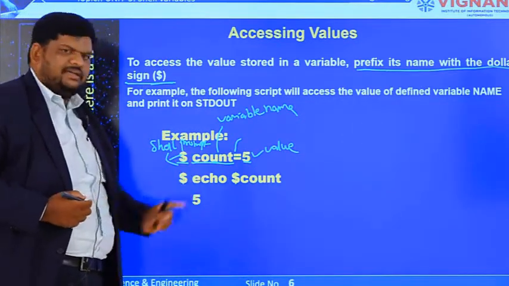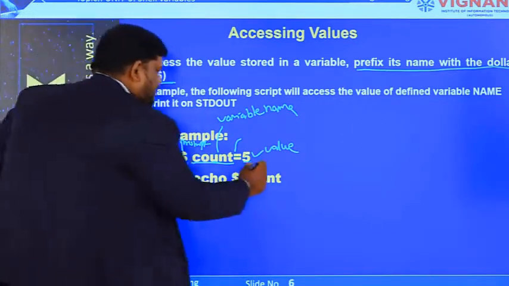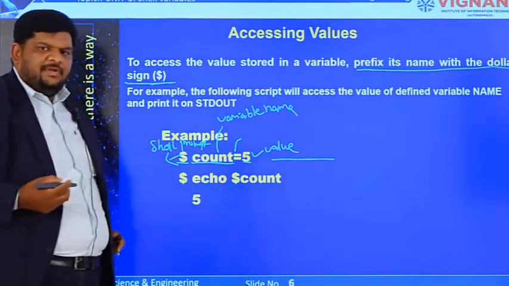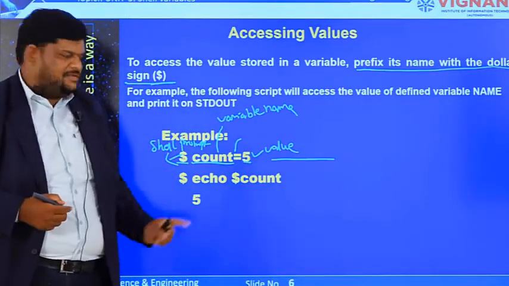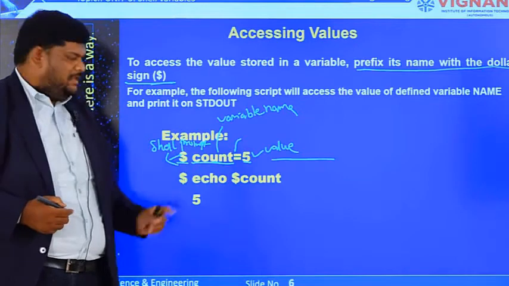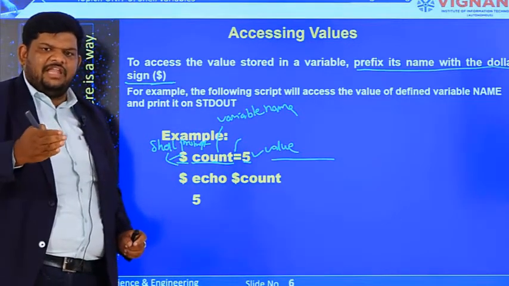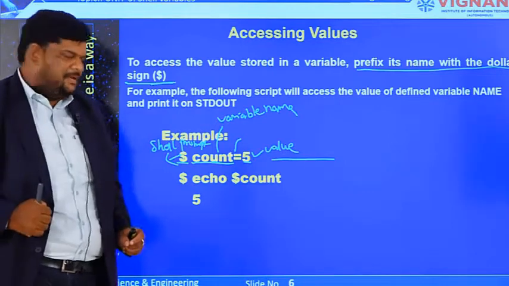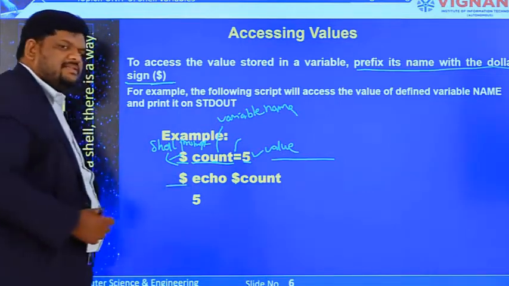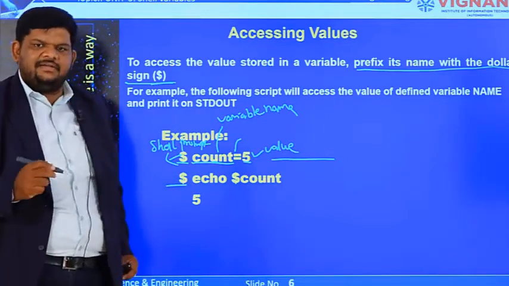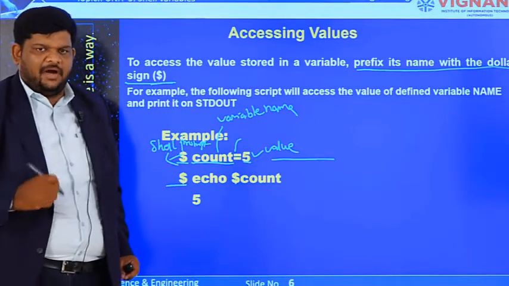Now let us see the second line. In the first line, we are defining the variable with the declaration of the value. So variable is equal to value. Now let us see in the second line how we are going to access the value that is present in the variable. Now consider this syntax. Again the first dollar indicates the shell prompt, that is the Bourne shell.